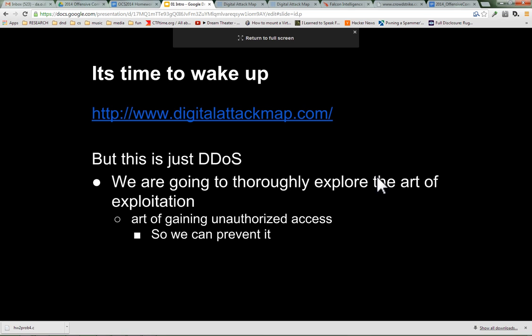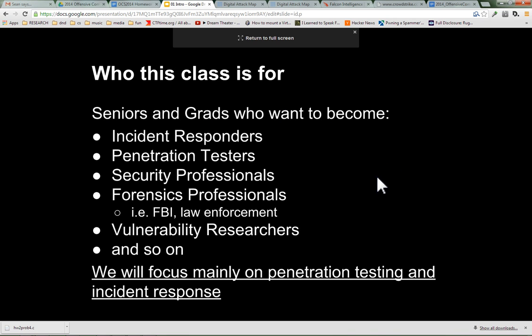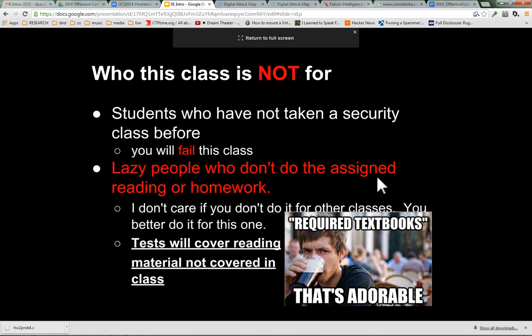And we're going to thoroughly explore the art of exploitation, the art of gaining unauthorized access, so we can understand it and prevent it. So this class is for seniors and grads who want to become the following, and we'll mainly focus on penetration testing and incident response. If you haven't taken a security class before, like ever, you might do pretty poorly. Also, if you're super lazy, you probably won't do well either.